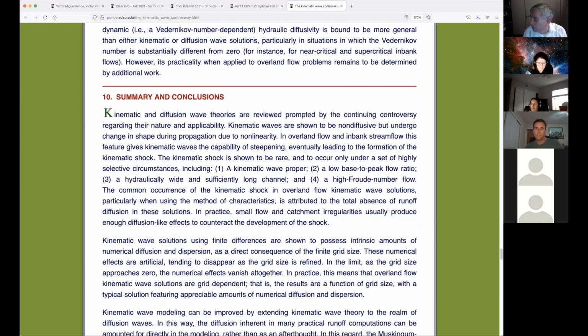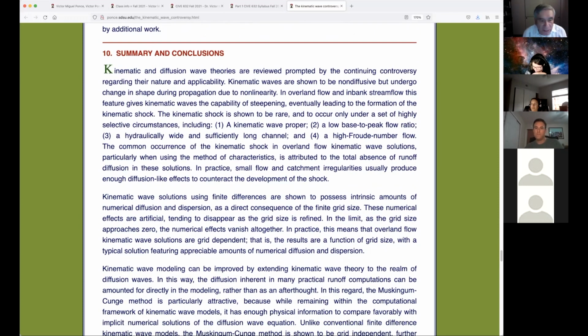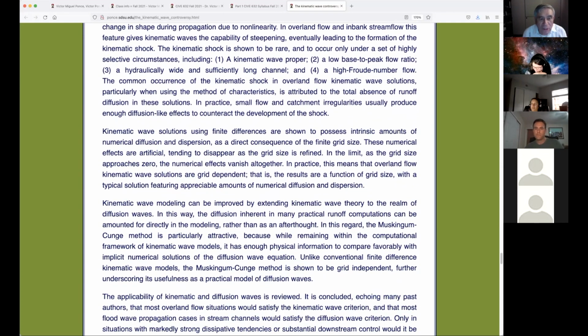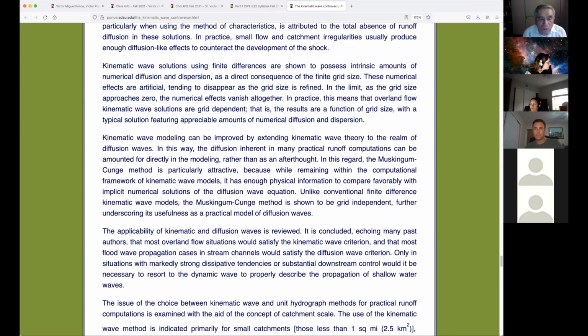Finally, summary and conclusions. I got 2 minutes in here. I can skip this part because I already reiterated extensively. We know when the kinematic shock occurs. We know that the kinematic waves has an error in there, and that we have to calculate through the procedure developed by Conch. We know that kinematic waves can be improved by extending it to the realm of diffusion waves, and that thereby ending up with the Muskingum-Conch.